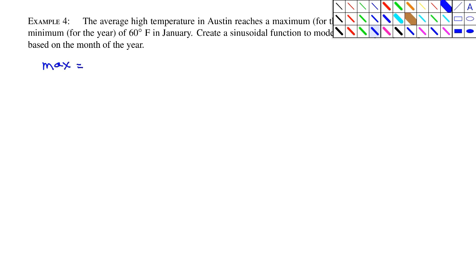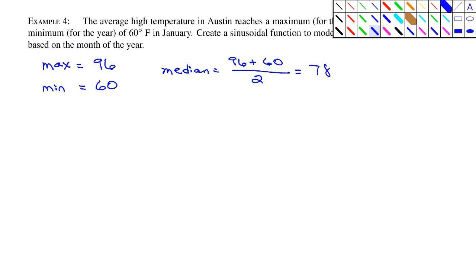We know that the maximum value reached is a 96, and we know that the minimum value reached is a 60. In order to get the median, it has to be the average of these two values. So I'll take the average. So the median is equal to 96 plus 60 divided by 2, and that's going to be 78 degrees.